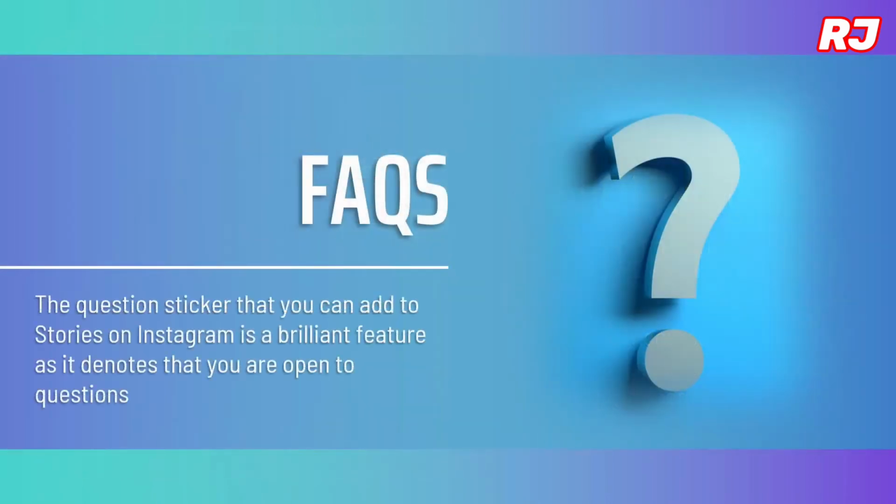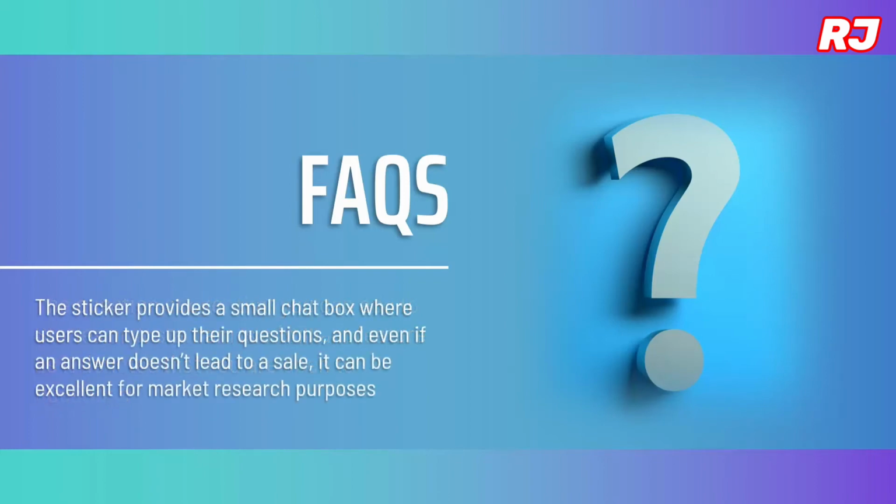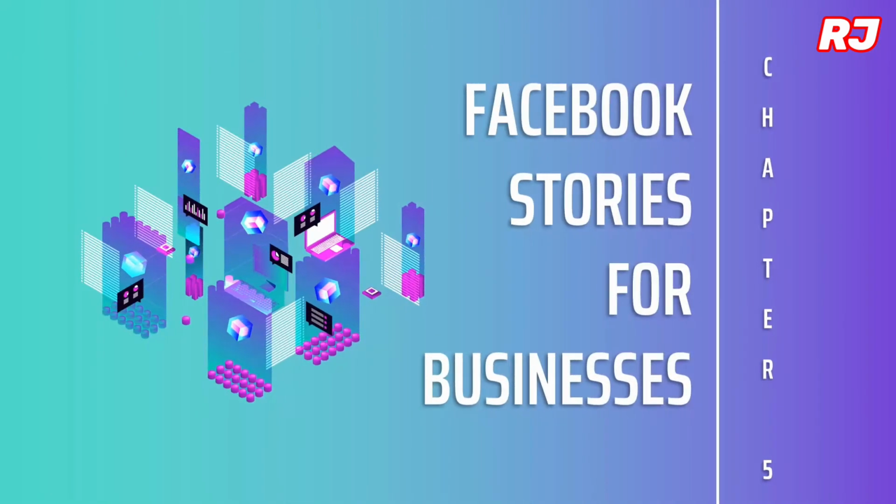FAQs. The question sticker that you can add to stories on Instagram is a brilliant feature as it denotes that you are open to questions. This Ask Me Anything story is a great place for you to clear up any misunderstandings around your products or services, as well as to help encourage people to make that final decision to buy. The sticker provides a small chat box where users can type up their questions, and even if an answer doesn't lead to a sale, it can be excellent for market research purposes. What aren't you communicating about your business as clearly as you could be? What are people interested in learning more about?